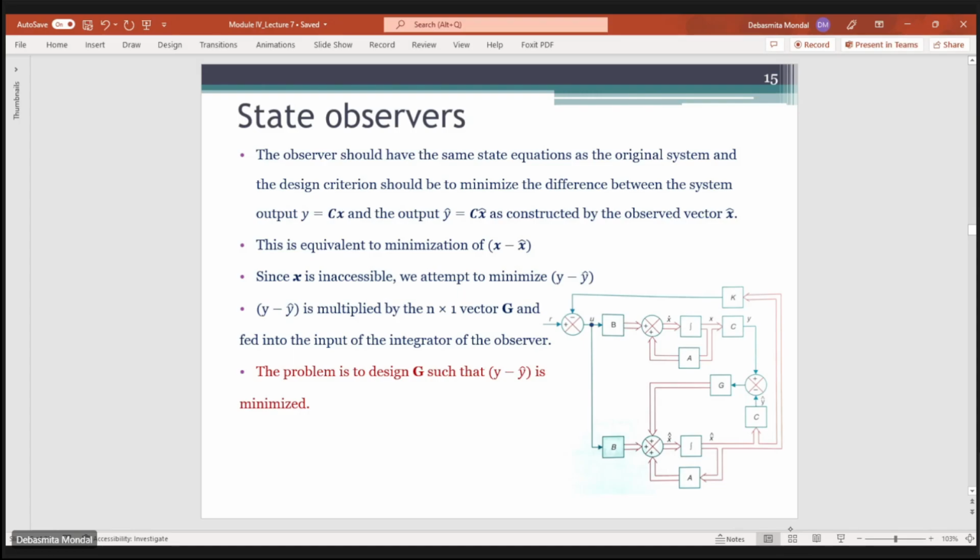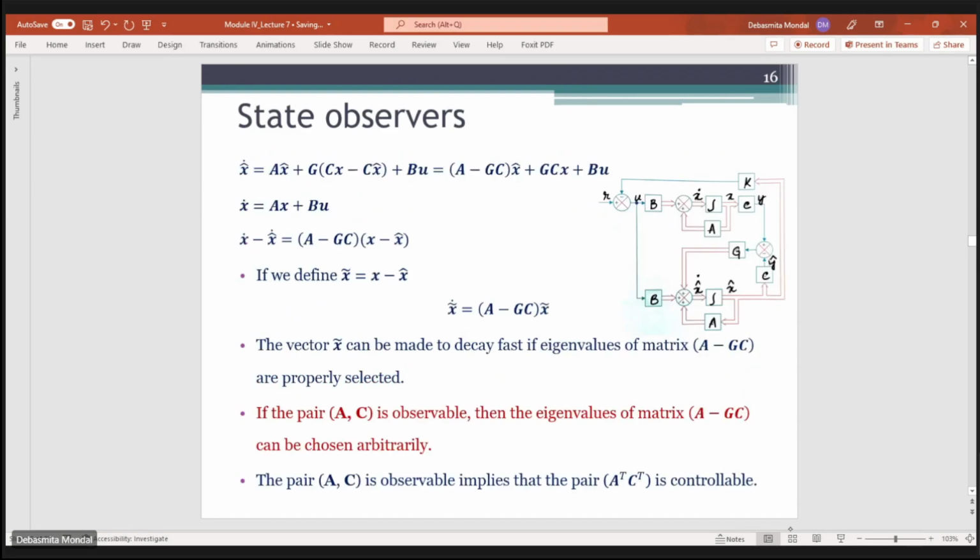If this is minimized, then x minus x hat will be close to 0. If x minus x hat is approximately equal to 0, then we can write that x hat is approximately equal to x. If this criterion is satisfied, or if this function is minimized, then we can say that the approximation will be much more accurate.